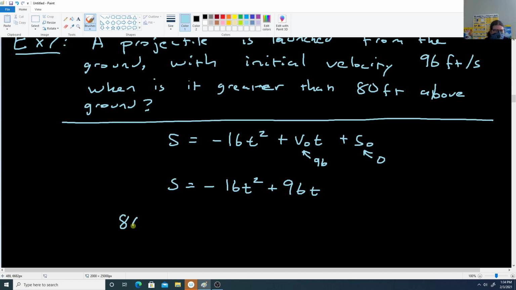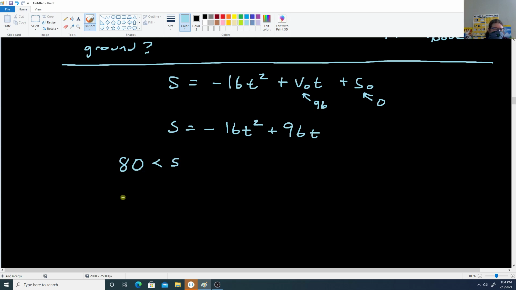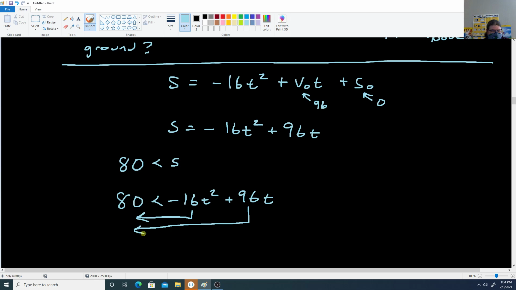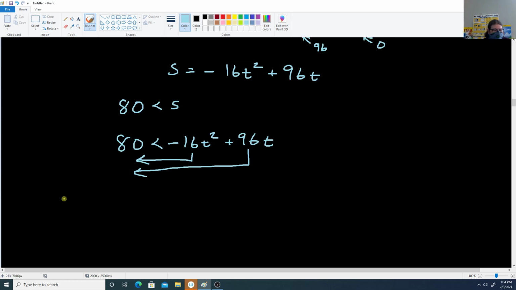We want to know, when is the projectile greater than 80? So we have 80 here. And we want to know when the projectile value s is bigger than 80. That's the projectile's height. So the projectile's height, s, is equal to negative 16t squared plus 96t. I need to move all these terms across the inequality. So I'll be adding the 16t squared across and subtracting 96t. Neither of those is multiplying or dividing by a negative, so I do not need to change the direction of my inequality.